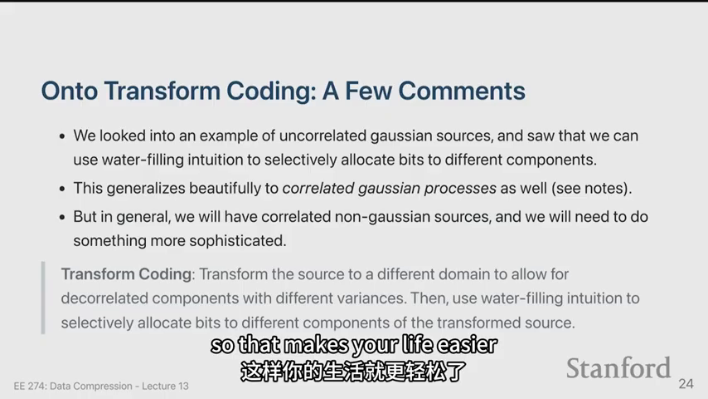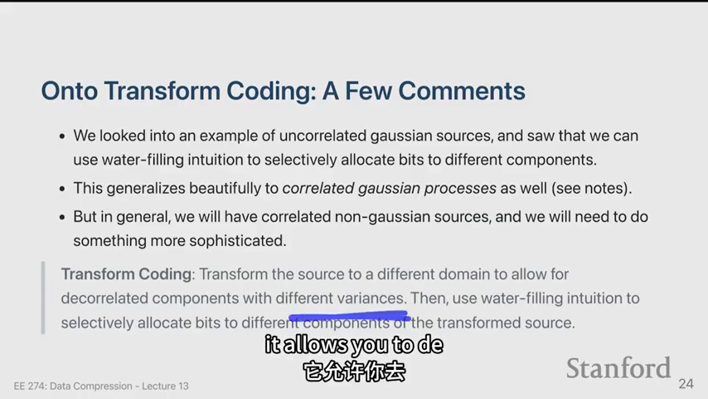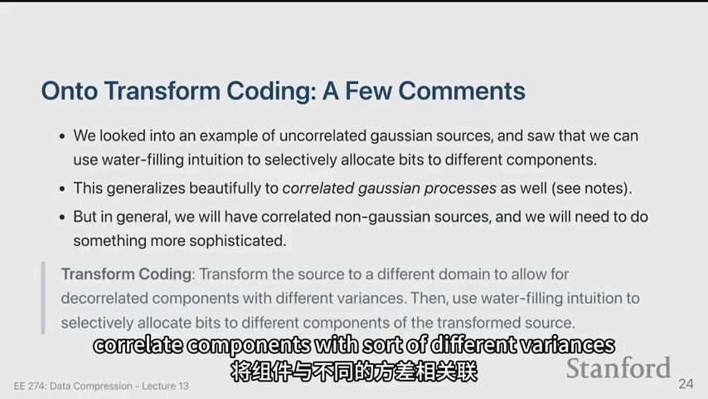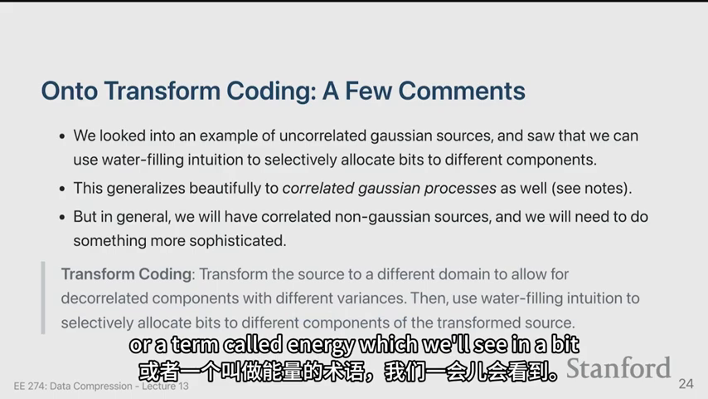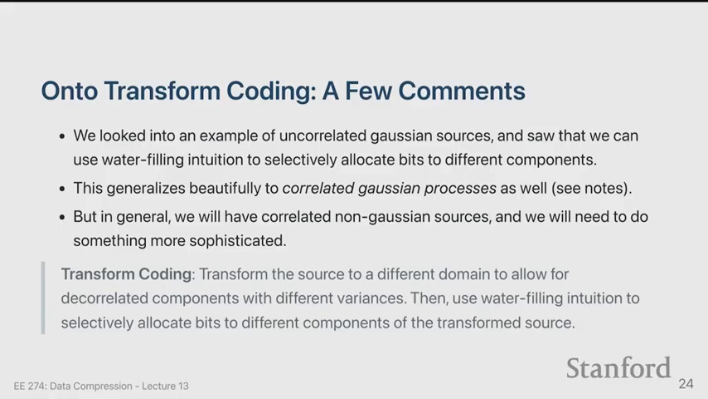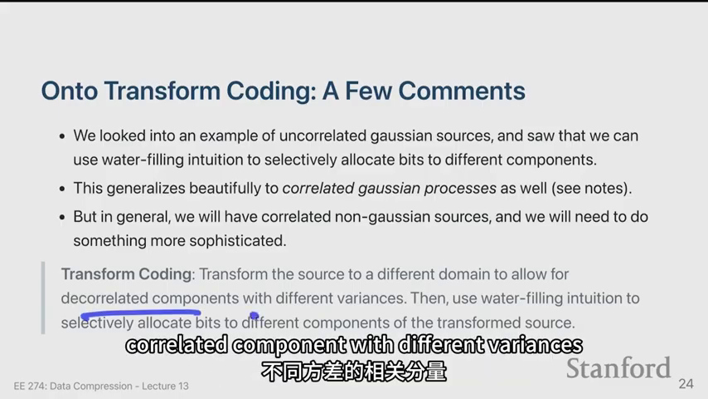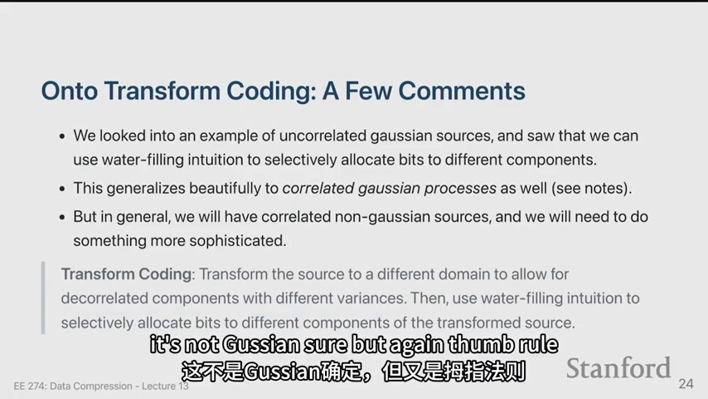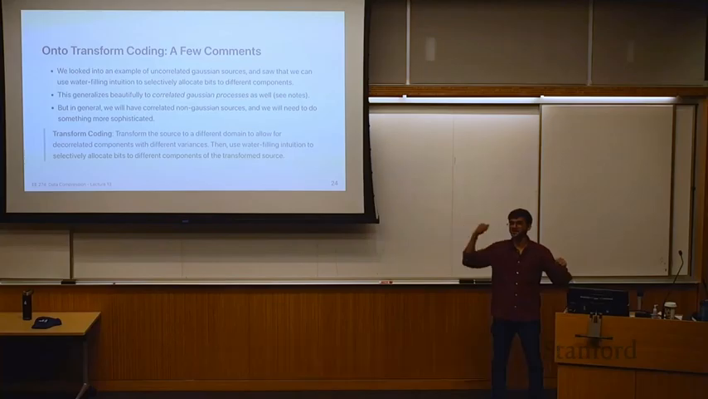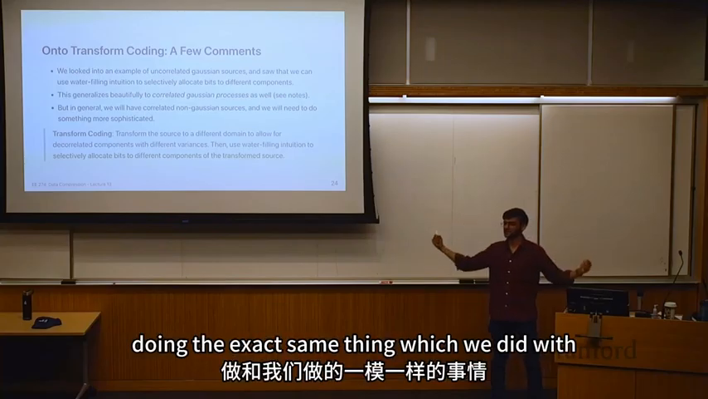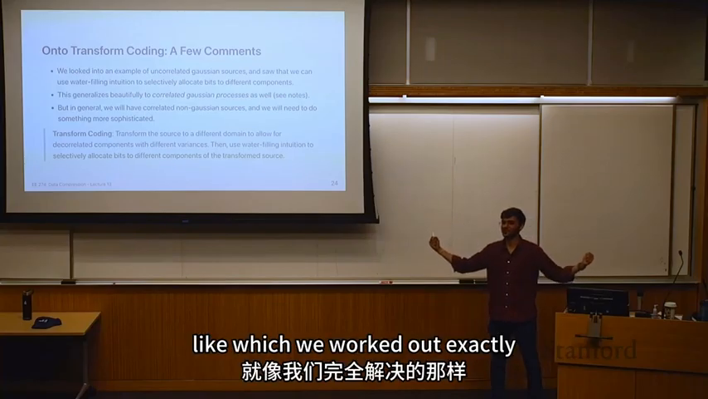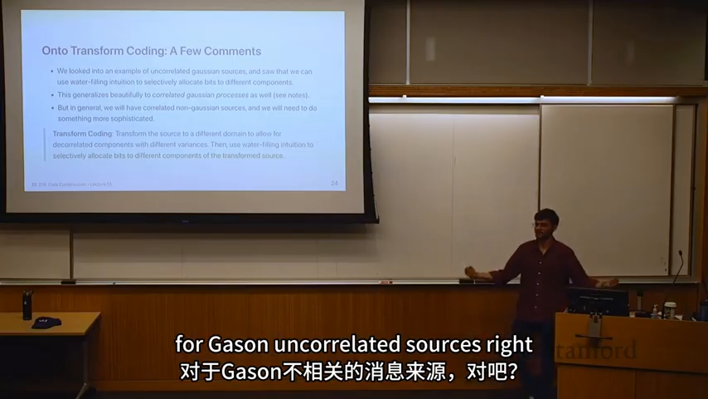So that makes your life easier. Not only that, it allows you to decorrelate components with different variances, or a term called energy, which we'll see in a bit. And since it allows you to get these decorrelated components with different variances, now you can, it's not Gaussian, sure, but again, thumb rule, think of doing the exact same thing which we worked out exactly for Gaussian uncorrelated sources.